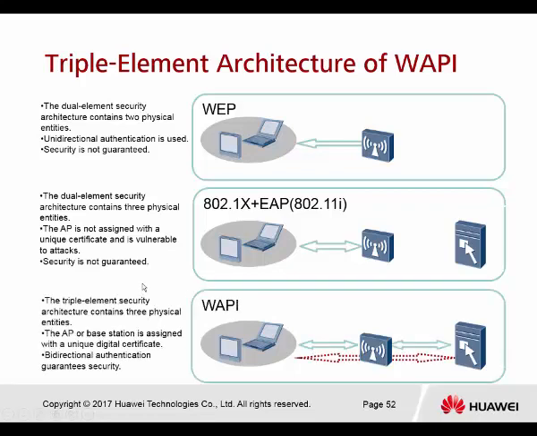So that's why they have WAPI here. They're using a triple-element security architecture, containing three physical entities. The AP or base station is assigned a unique digital certificate. That means right now it's not only the PC, the STA, that has the certificate. The AP also requires a certificate. Both. The bidirectional authentication guarantees the security.